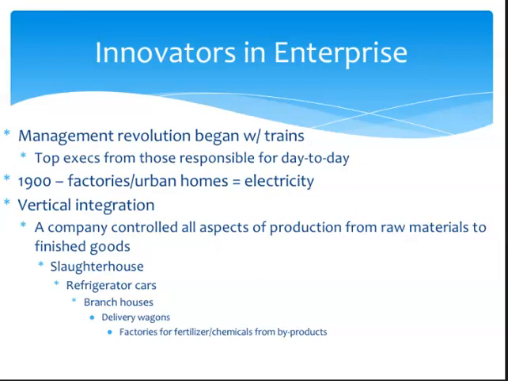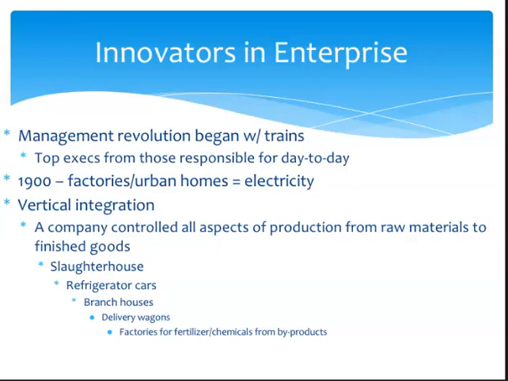meat. So they would own the slaughterhouses where the animals are killed. They would own the refrigerator cars that transport the meat. They would own the branch houses, which are going to distribute the meat. They would have the delivery wagons, which are going to distribute them to the homes. And they would also have factories for fertilizers and chemicals that would be used for byproducts of those things.